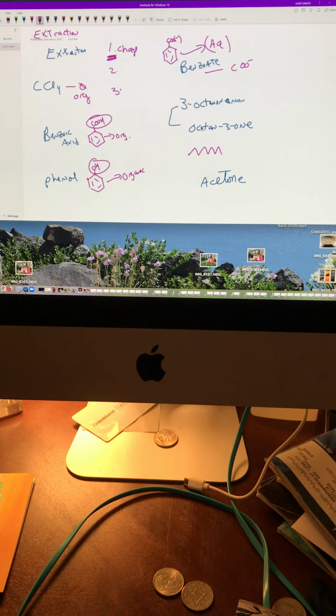Octane 3-one. That's probably like a bunch of them, but whatever. Octane 3-one. Organic, that was an easy one. No one's allowed to miss that. Six or more carbons, only one functional group.